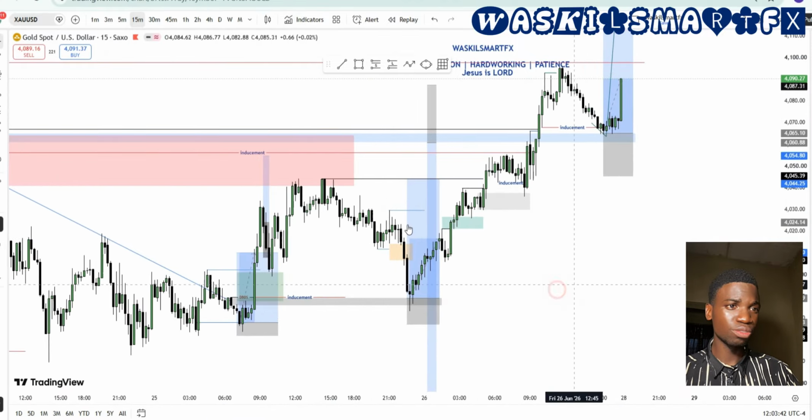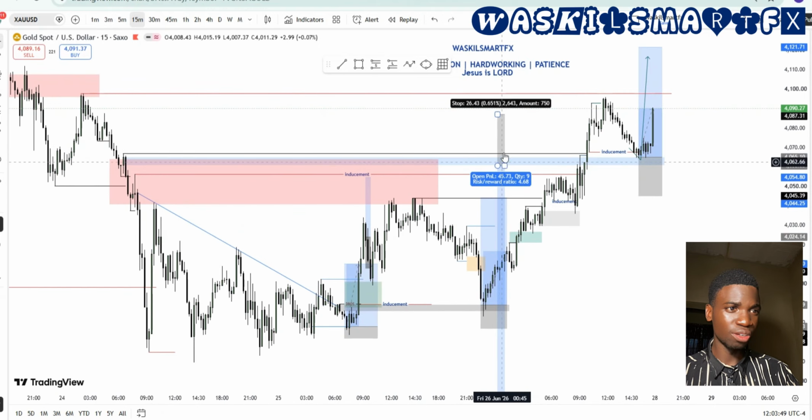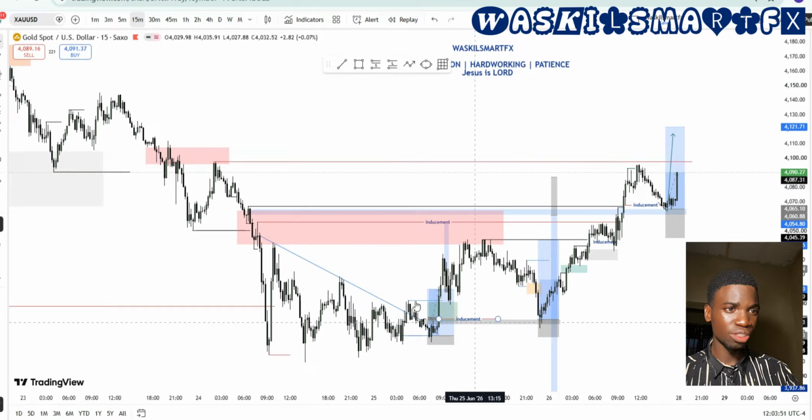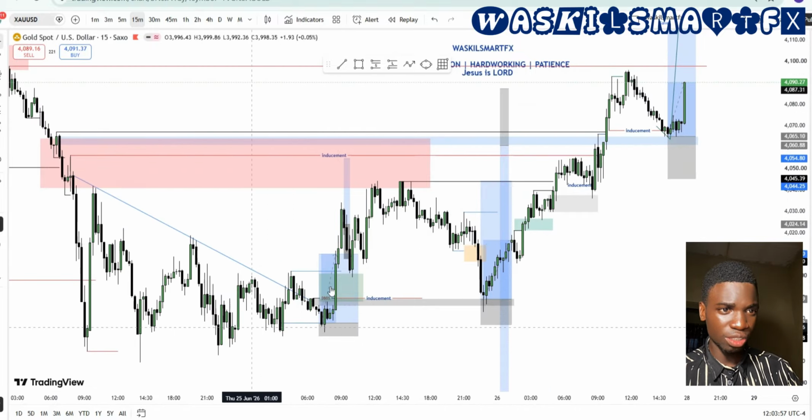So I took some buys during the week. I lost the sell trade, and I won the two buys. And this other one here, this particular good trade here.